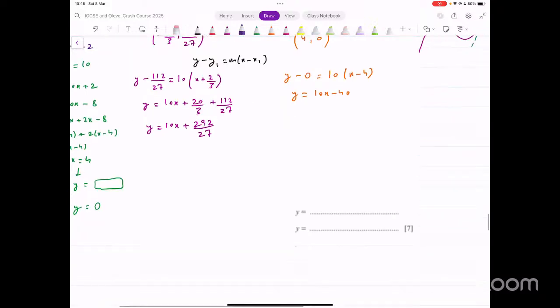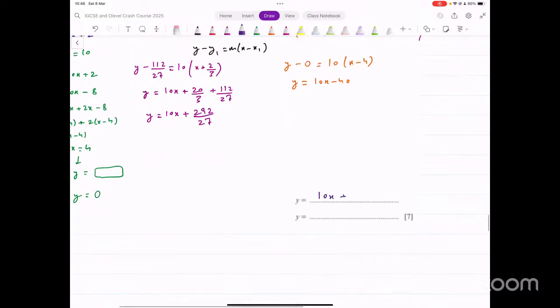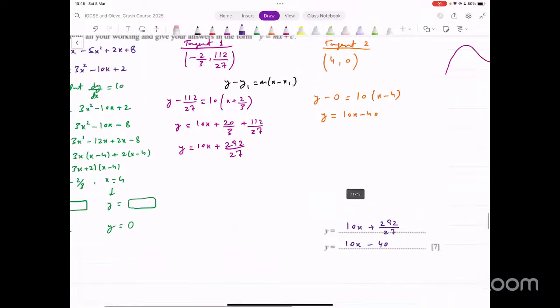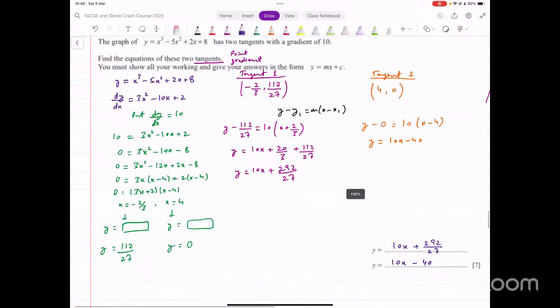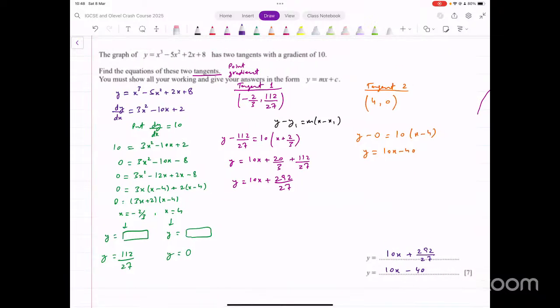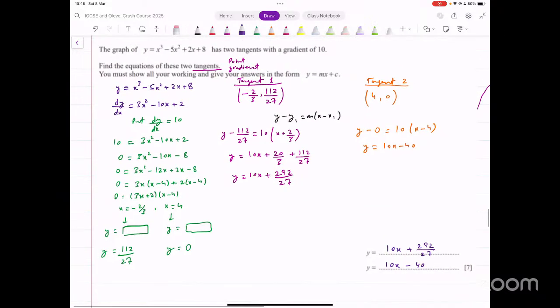These are the two equations that we're getting. We say it's 10x plus 292 over 27 and 10x minus 40. These are the two tangent equations that we were looking for. All right, let's move on.